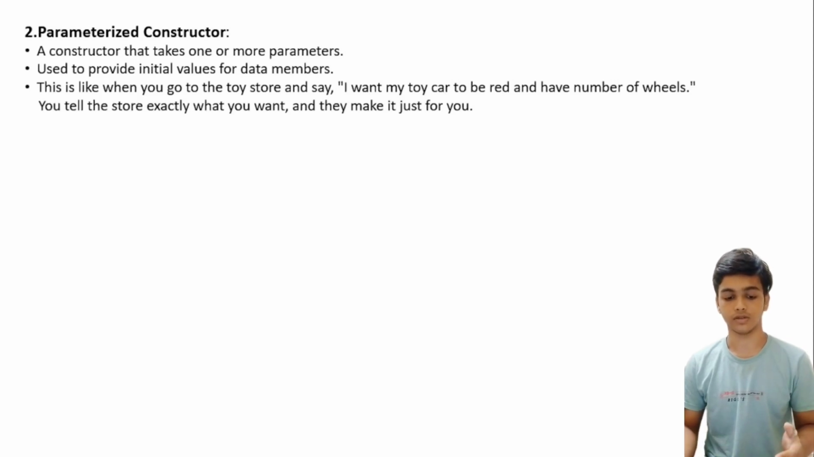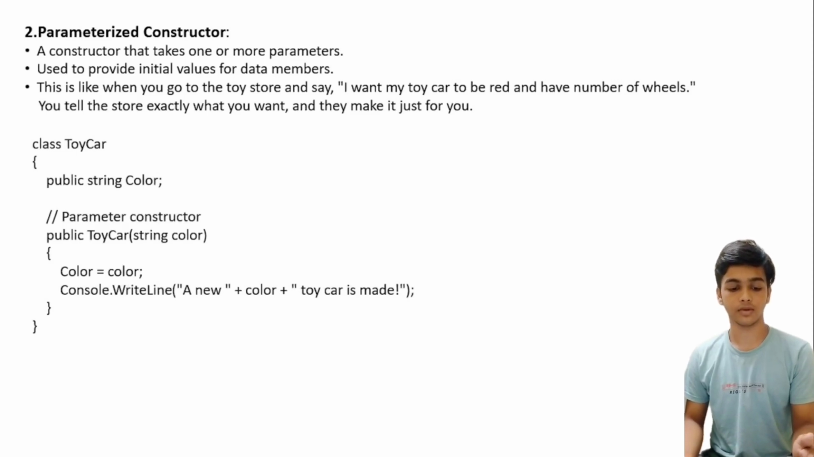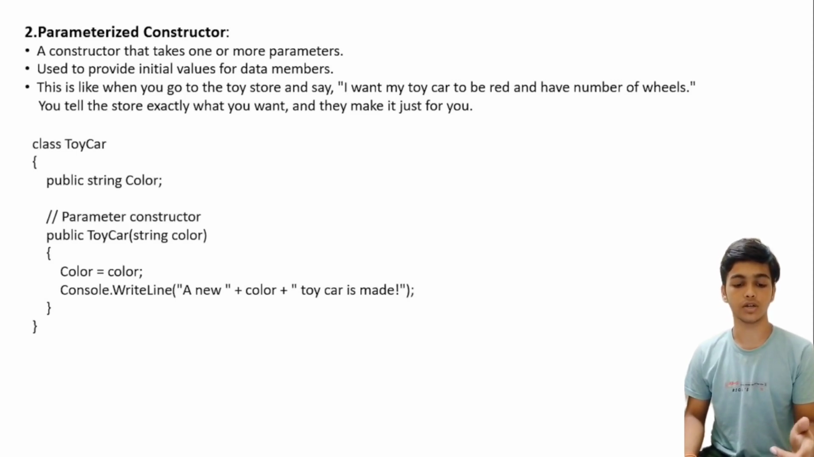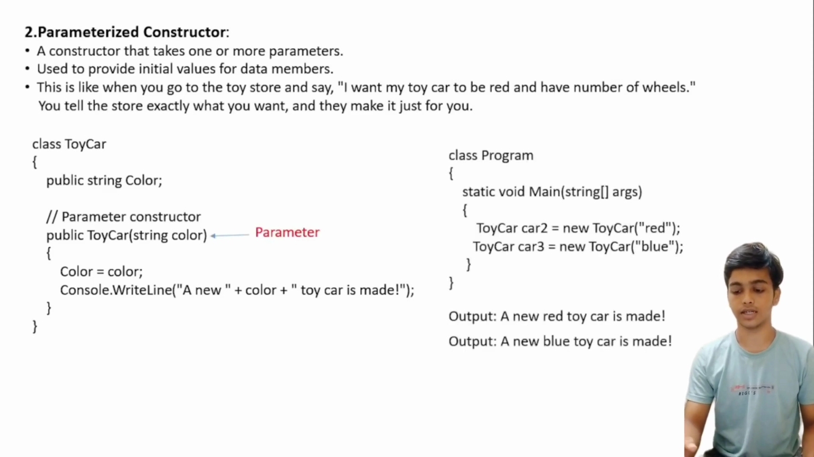Here is the example of it. You made the class called ToyCar and given the variable string color, and created a constructor called public ToyCar, and here you pass the parameter string color, assign the value to the variable color, and gave the print statement. When you create objects of this class and give the parameters their values, that is red and blue, and execute the code, you get the output: a new red toy car is made, a new blue toy car is made.